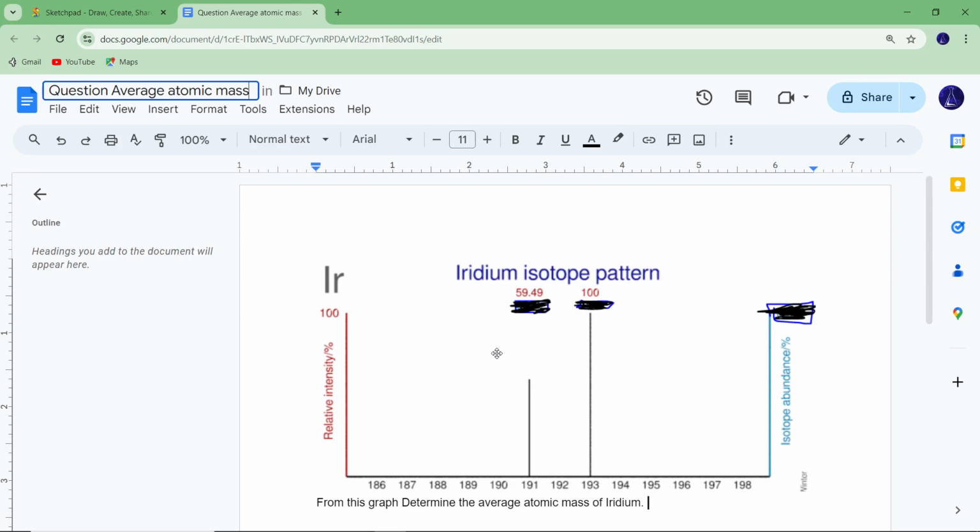Good morning, students. This here is a lesson that I have for you on how to do average atomic mass questions. And I brought out some of the more difficult questions, and I'm going to show you a step-by-step guide for how to solve them.